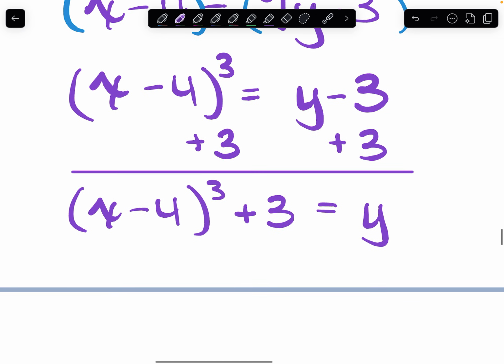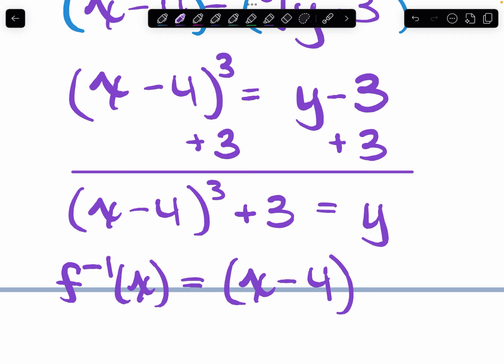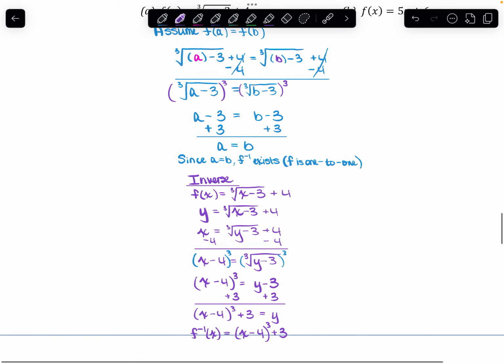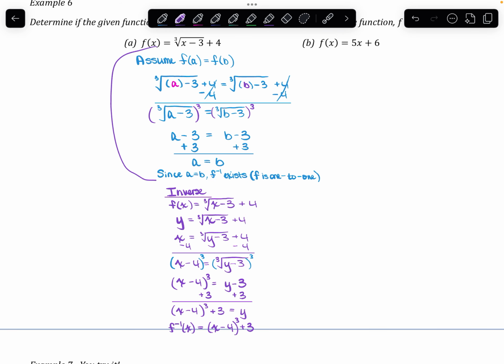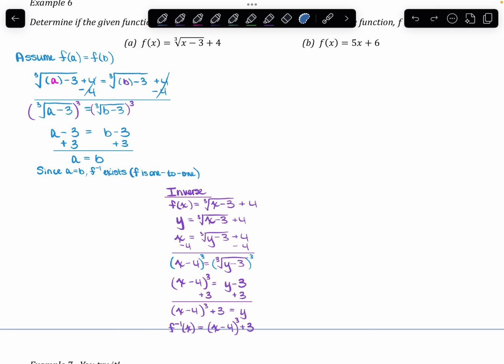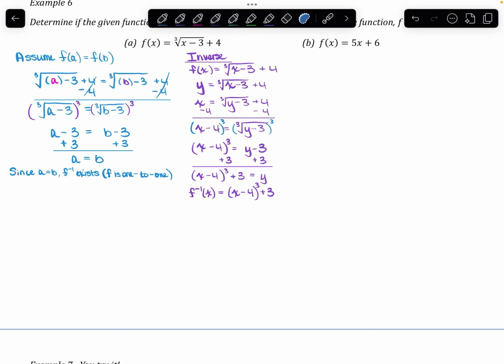And then don't forget to be fancy. So, oh, I'm out of room again. F negative 1 of x is x minus 4, quantity cubed, plus 3. And now we're going to scooch it. Here, we're going to go side to side. So, whoa, that's not what I meant to click on. All right, so I'm going to scooch this way. Scooch that little sentence that way. And since it was one-to-one, there's the work for our inverse, and then it fits nice and pretty side by side.